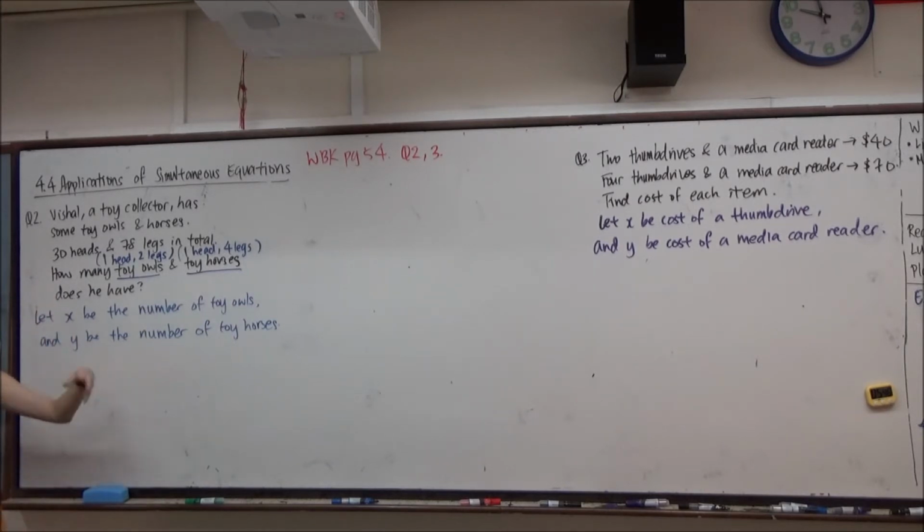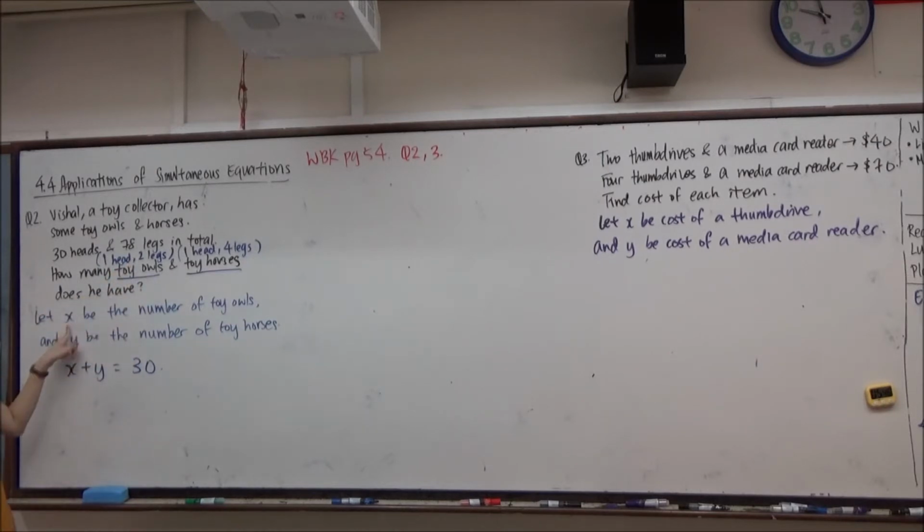If there are Y horses, there are also Y heads, because each owl has only 1 head and each horse also has only 1 head. So therefore, X plus Y equals 30. Right? Then let's look at the legs portion. 1 owl has 2 legs.